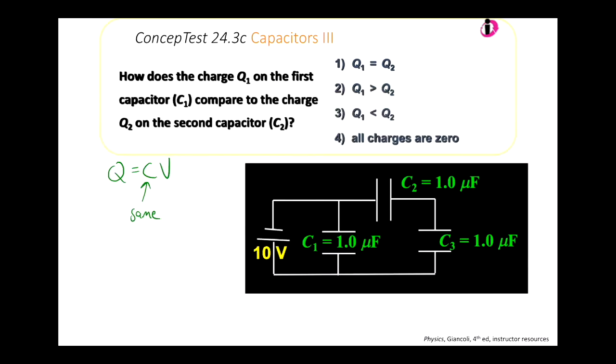What's the answer? It's 2. Right? We already know that V1 is greater than V2. Just because C happens to be the same in this problem, they're all the same value, we can determine that Q1 must also be bigger than Q2. Okay?